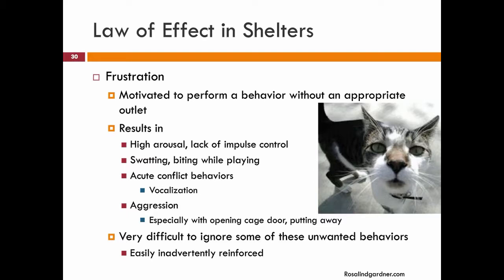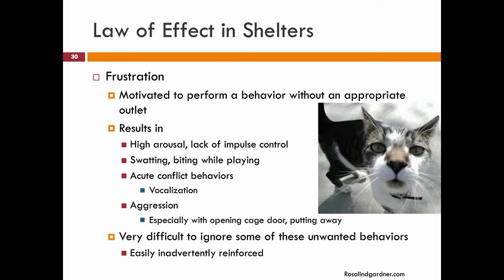So frustration can result in high arousal, which is really just an intense emotional state, lack of impulse control or self-control. And we can see things like swatting or biting while playing. You can see acute conflict behaviors like excessive vocalization. You can see things like reaching out and grabbing people as they walk by the kennel or the room, and even aggression, particularly with opening cage doors or putting the cat away, those types of things.